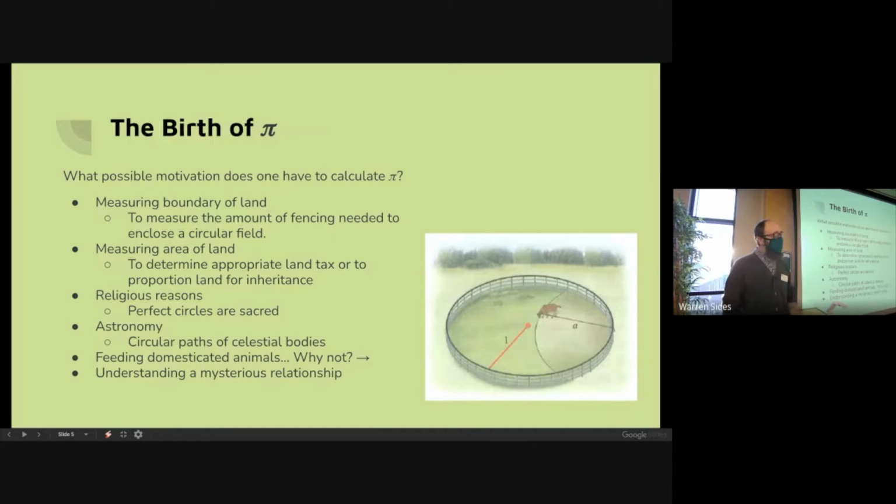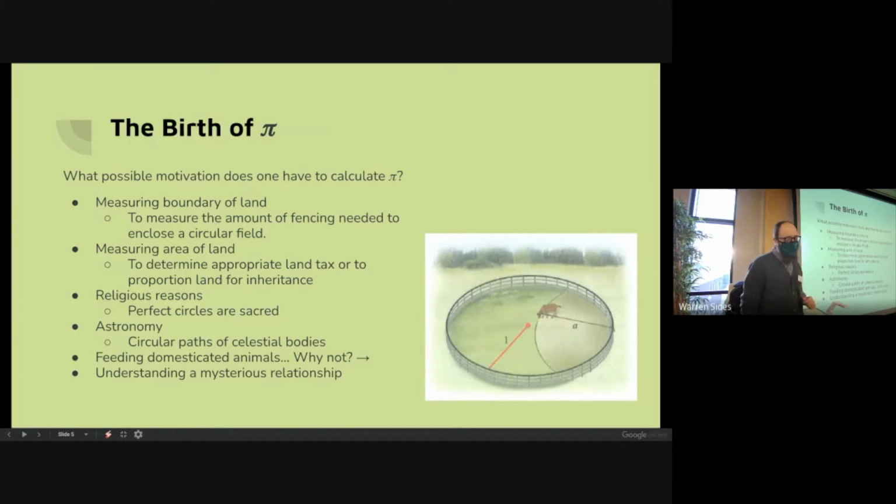Astronomy was another big thing. People very early on realized that things were moving in weird curved patterns, so maybe circular paths of celestial bodies. They realized that working on spheres was a big deal, and spheres are similar to circles, so understanding that nature.